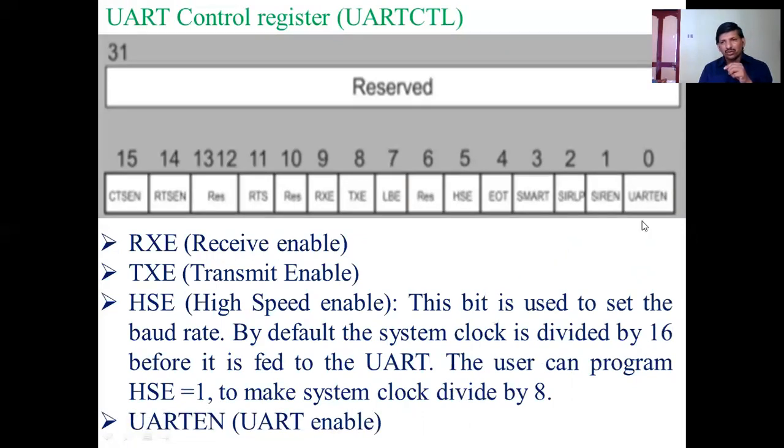Next, we need to enable the UART module. Similarly, clear to send enable, request to send enable. This bit is RS, meaning reserved. Next, request to send, reserved bit, receive enable, transmit enable, like that.